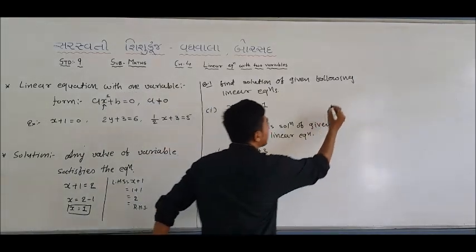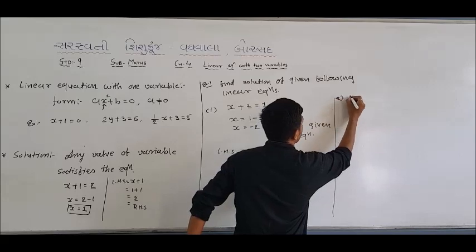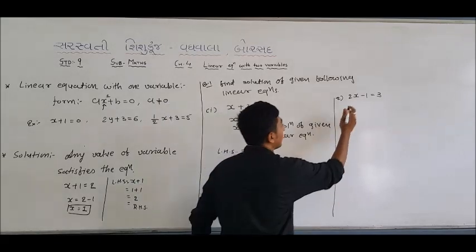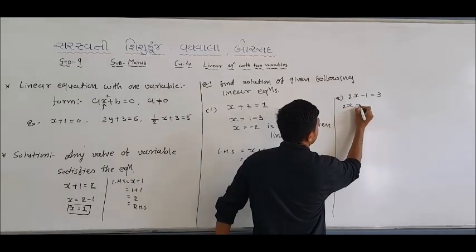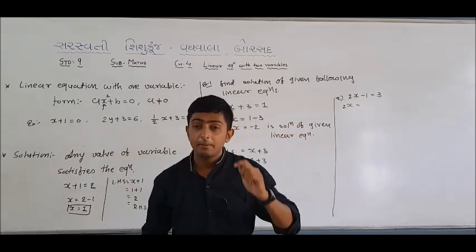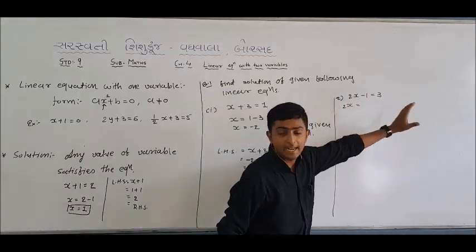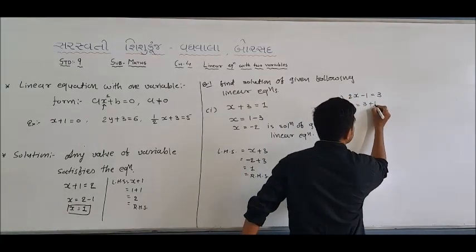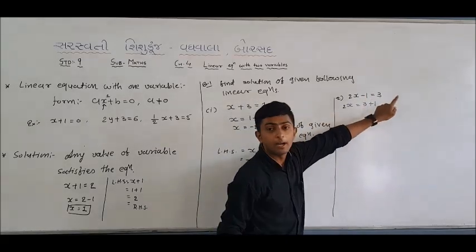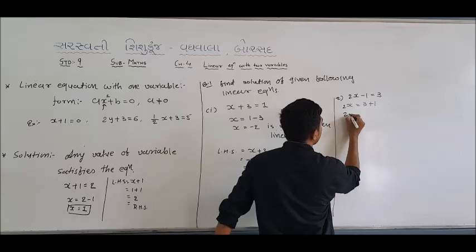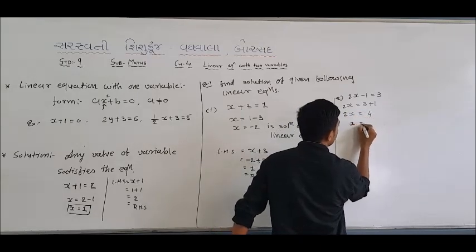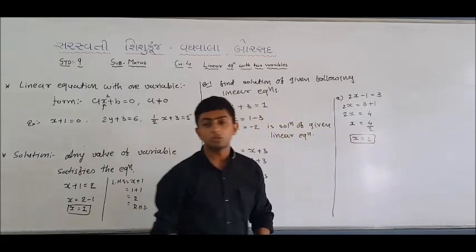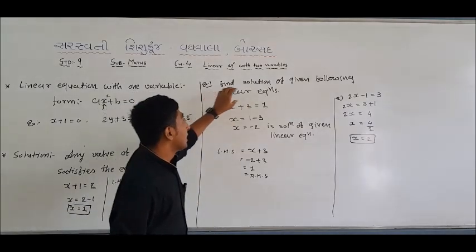Now let us see another example. Example number 2, 2x minus 1 equal to 3. So first of all, take the constant to the right hand side. Friends, remember, if we take a constant to the right hand side, then the sign will be changed. That means minus 1 will be converted to plus 1. So 2x equal to 4. So x equal to 4 by 2. So x equal to 2. So x equal to 2 is the solution of the given linear equation.